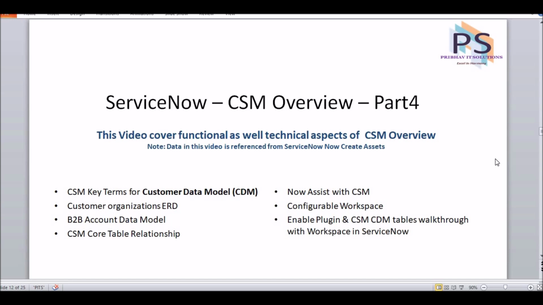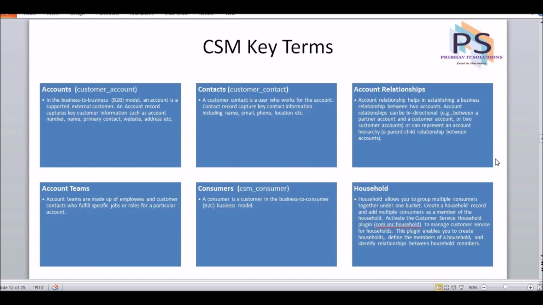It's very necessary to understand the functional aspects as well as the technical aspects, because customers will usually ask multiple scenarios and put their requirements, and we should know the functional requirements. Only then can we explain to them whether it can be done or not. So before that, let's understand some of the terms.